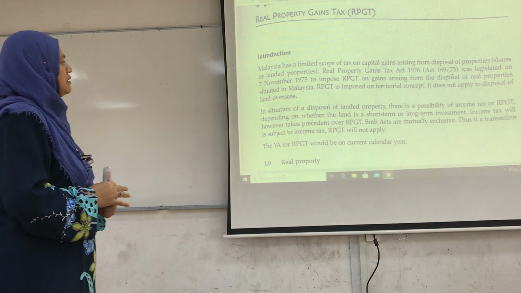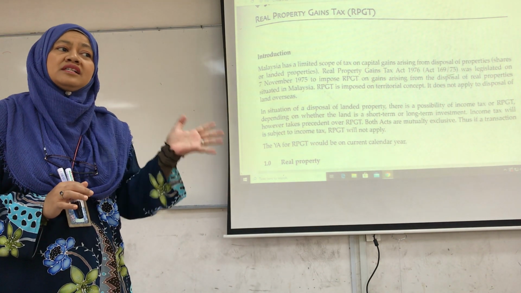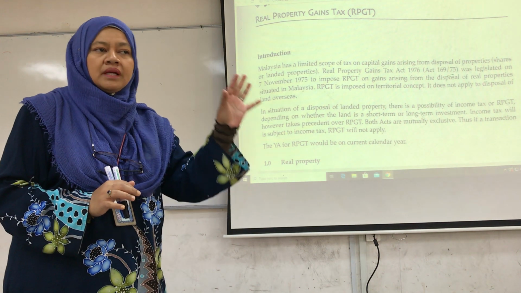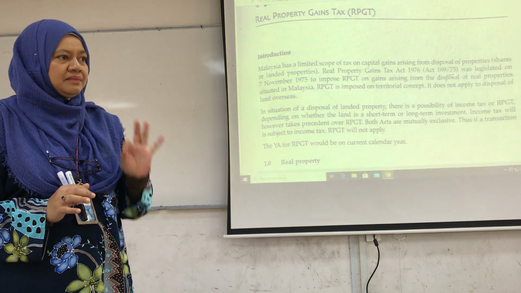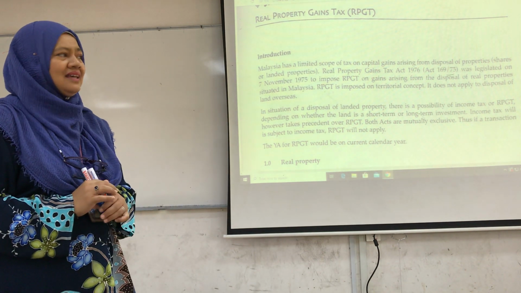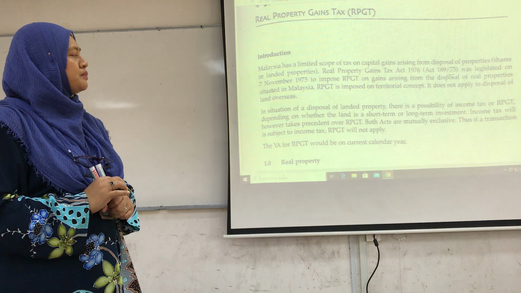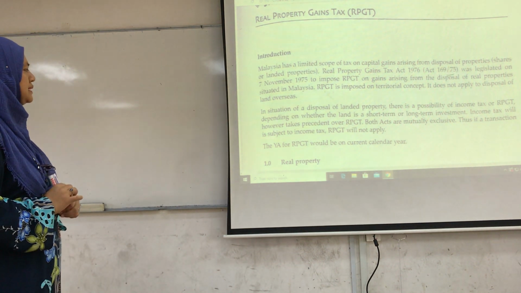So what it talks about is tax on capital gain. All this income tax is tax on income, so your income from your employment, from your business, from your investment. But here we are talking about the capital gains arising from disposal of properties. Alright, or shares or landed properties.